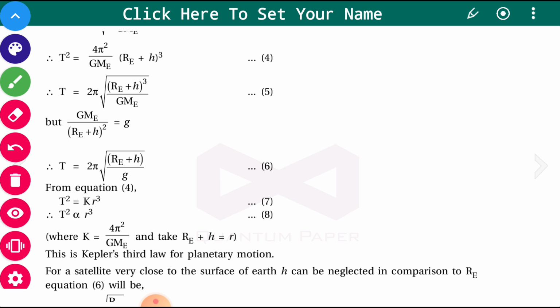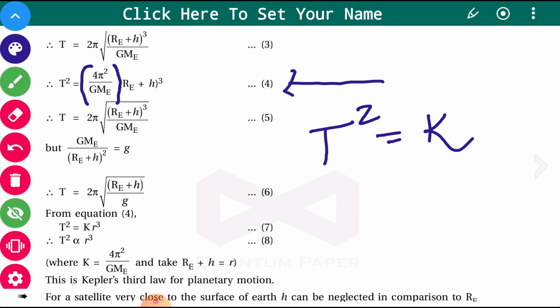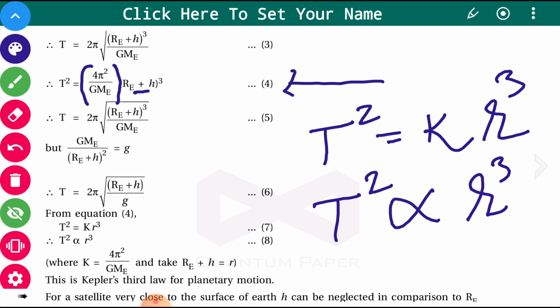Now look at the fourth equation. In this fourth equation, 4 pi squared upon GMe is taken as a constant k, so T squared is equal to k, and instead of Re plus h, as I explained earlier, it is written as r, so it becomes r cubed. So we can say T squared is proportional to r cubed, which is nothing but Kepler's third law of planetary motion.